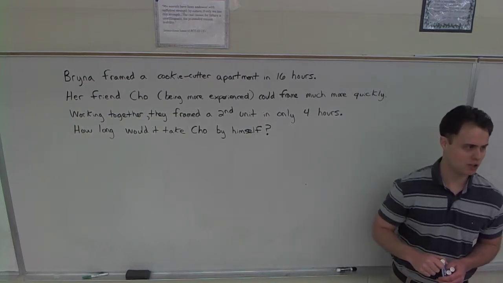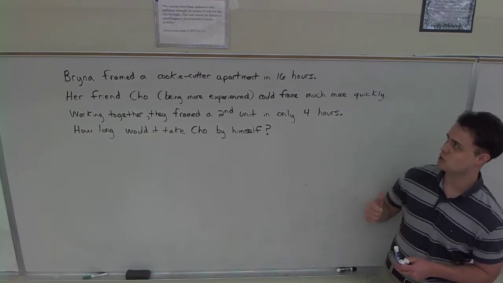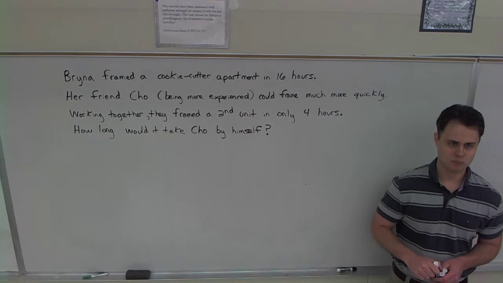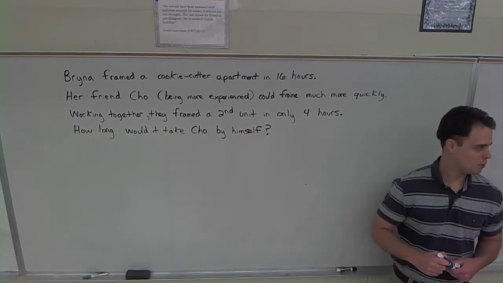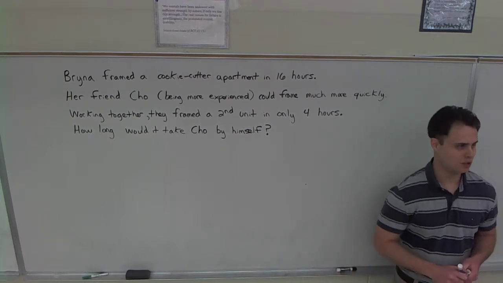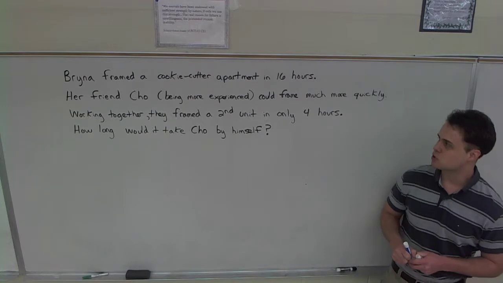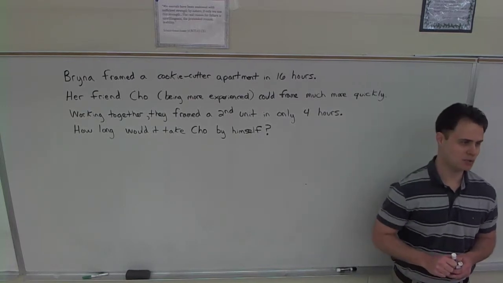So Brenna's building these cookie cutter apartments with her friend Joe. He's more experienced. She can do it in 16 hours. We don't know how fast he can do it. That's the thing we're trying to find. But together they can do it a lot faster, of course, because one of them's feeding lumber, the other one's cutting wood and all that kind of thing. So together they can do it in 4 hours. So I want to figure out how fast Joe is if he's working by himself.